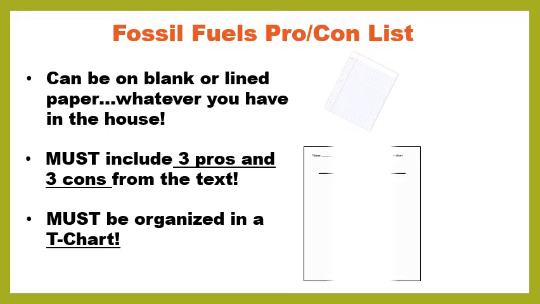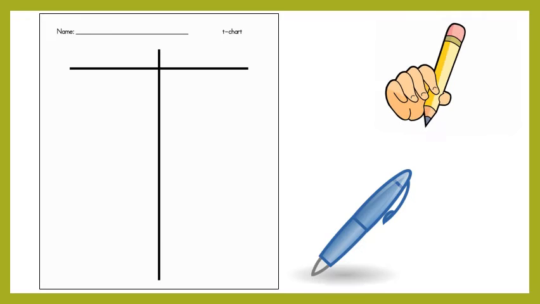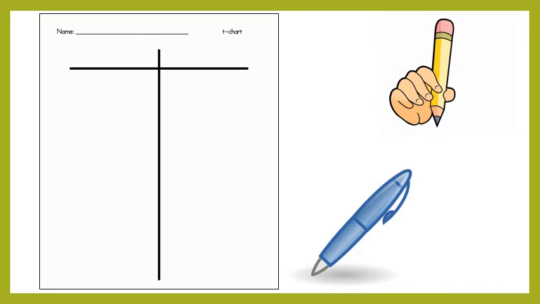It must be organized in a T-chart. If you don't remember what a T-chart is, it's in the name. It looks like the letter T, and pros will be on one side, cons will be on the other. So I'd really like your T-chart to look just like mine, so that's why I'm showing you.